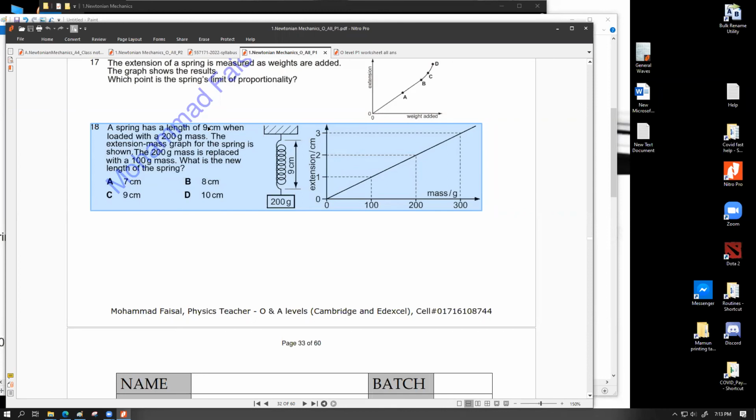Once you get the 7, that is the challenging part of the question, the rest is simple. Then it says that the 200 gram mass is replaced with a 100 gram mass. What is the new length of the spring? So for a 100 gram mass, the extension is supposed to be 1. Original length 7 plus 1 centimeter gives you 8 centimeter. So that makes B the correct response.